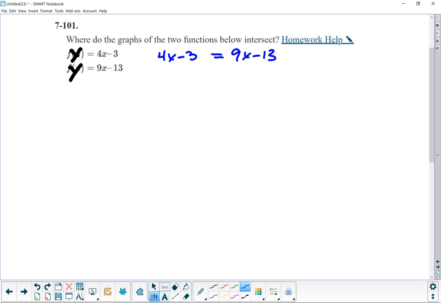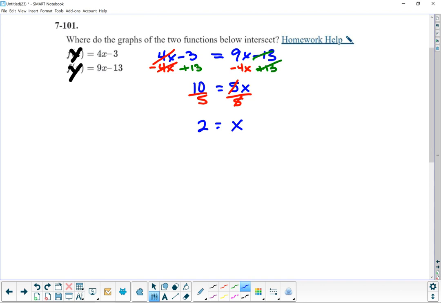Okay, and then I'm going to solve this. So I can probably do two moves at once. I'm going to minus 4x, and those will cancel. And then as a second move, I'm going to add 13. So these are going to cancel. So what do I have left? Negative 3 plus 13 is positive 10. And 9x minus 4x makes 5x. I'm just going to finish it off by dividing by 5. And that's going to cancel. And I get my answer of x equals 2 for the x value.